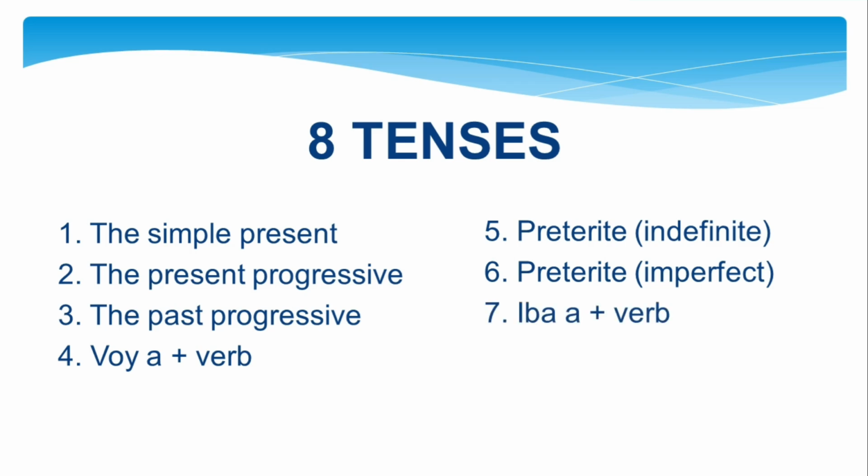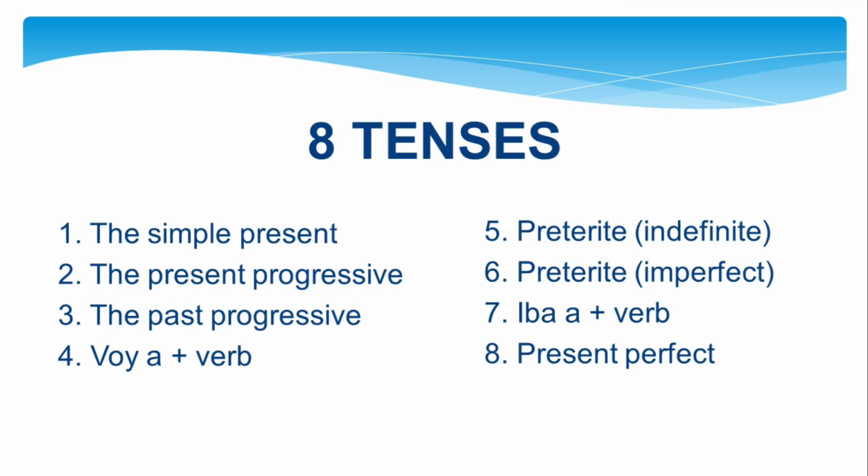Number 7, iba a plus a verb in the base form, in the infinitive form, to express plans and predictions in the past. I was going to do something. You just need to conjugate the verb ir in the conjugation of iba, ibas, etc. And the last one is the present perfect. Like we said, this tense is very common in Spain. So if you're learning Spanish from Spain, this tense is going to be very helpful and very important.